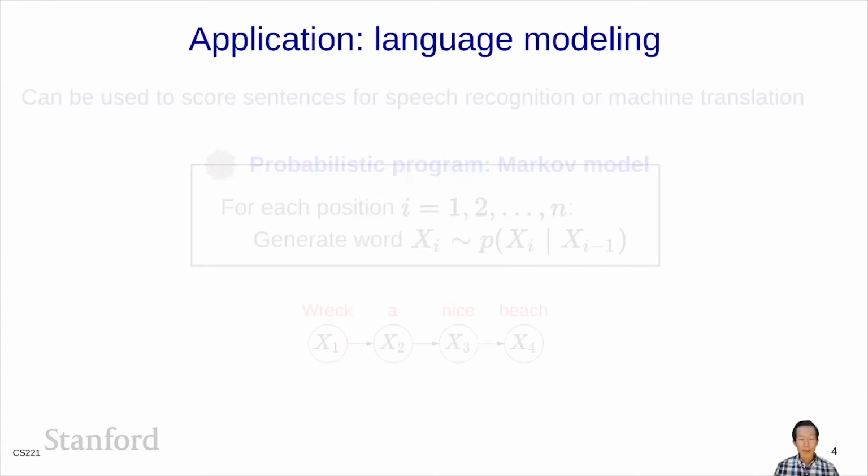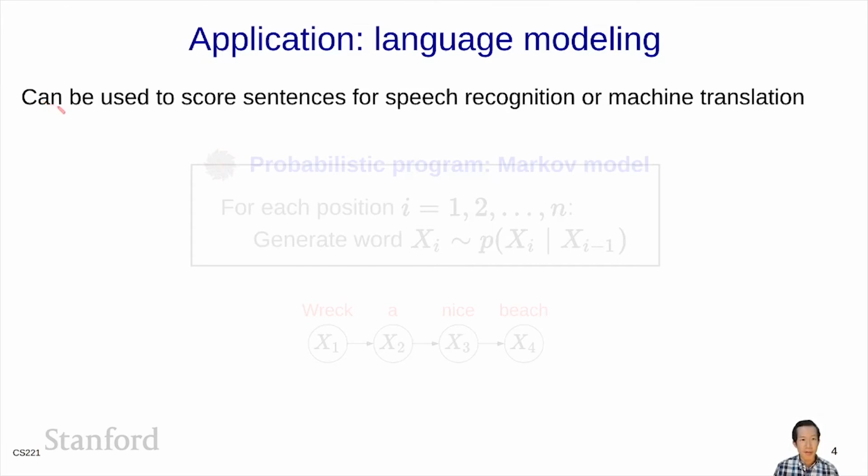So now I'm going to quickly go through a set of examples of Bayesian networks and by using probabilistic programs to write them down. So this is going to be a fairly broad and quick overview. So one canonical application is in language modeling, which is often used to score sentences for speech recognition or machine translation.